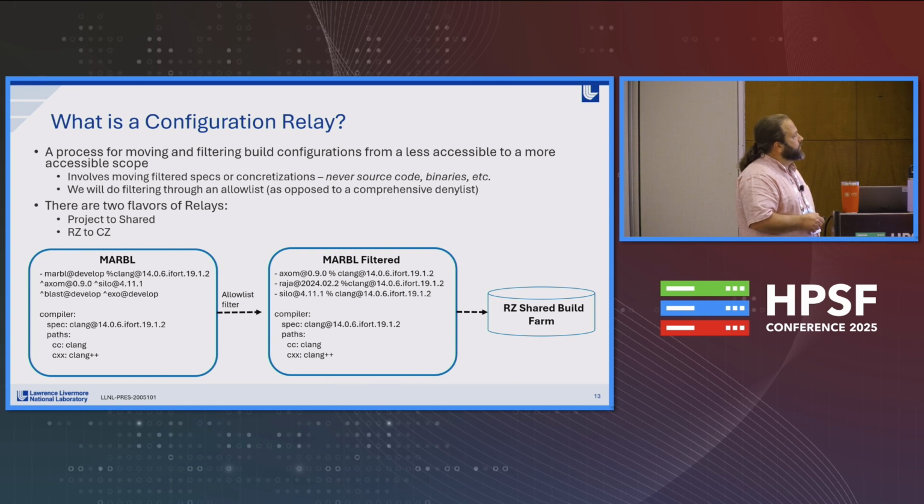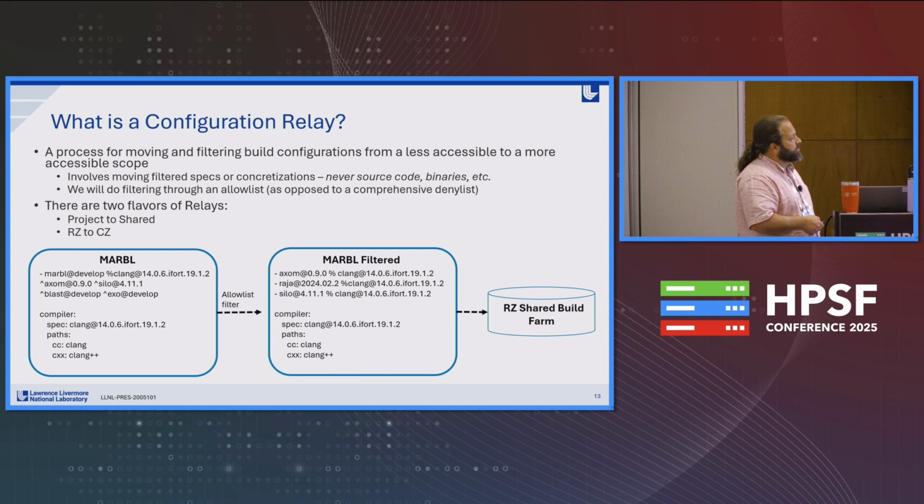There's two different relays. There's one from project to the shared and RZ to CC. So we have this allow list filtering. We have this spec. We have a compiler, which of course is now out of date. We need to convert to the new way. It's then filtered, and you take all these ones.